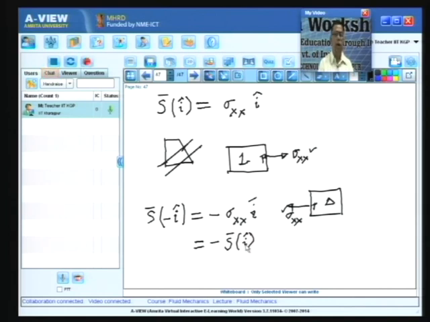So, we see that if sigma x x is positive on the plane whose outward normal is I, it is pointing in the positive I direction, and at the same point on the same plane, but looking at the side of the plane whose outward normal is minus I, the sigma x x is in the negative direction. So, this gives you the sign convention for stress.